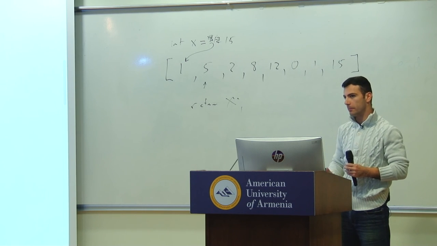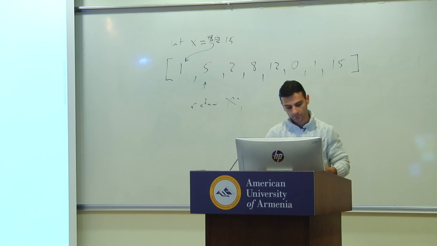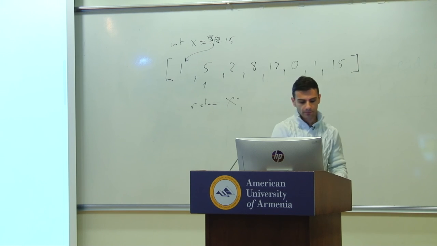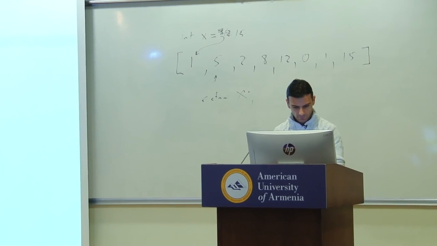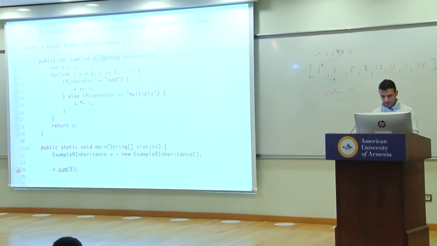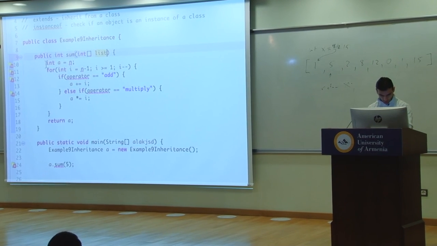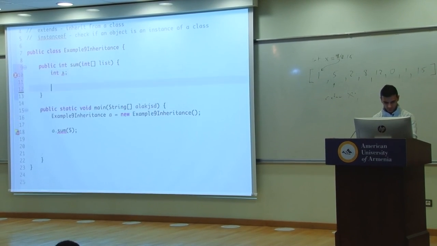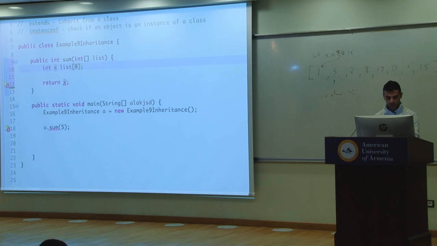Questions regarding the algorithm? Is this clear? Okay, so now let's implement it. What does implement mean? To write, to actually do it. Okay. So we're doing this in Java, right? Okay, so we're going to take an array, a list, and we're going to return, hang on. Okay, so now in x, we're going to put list of 0.